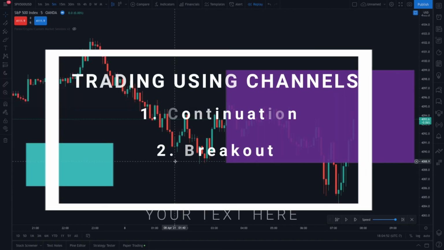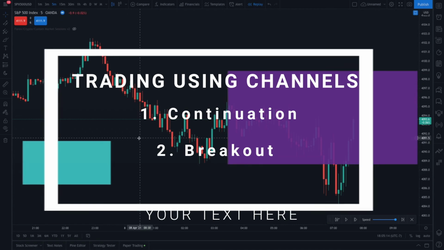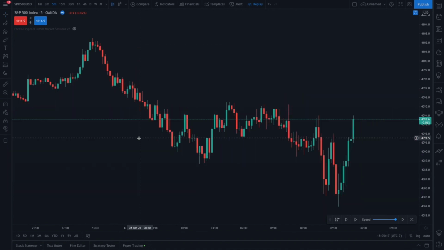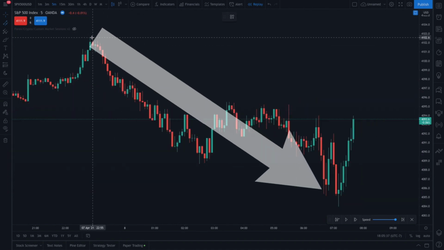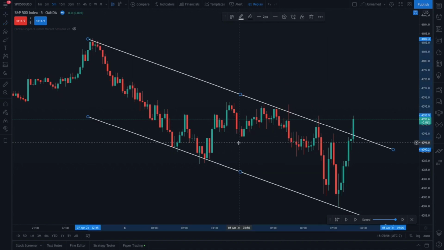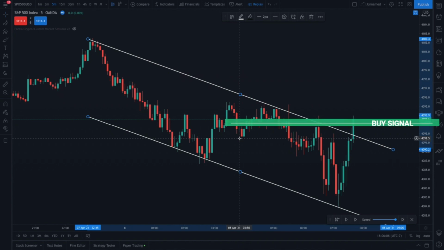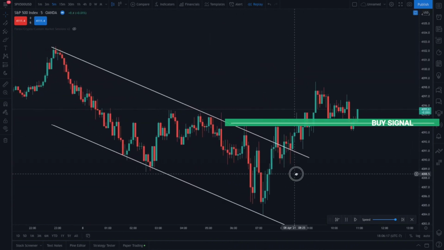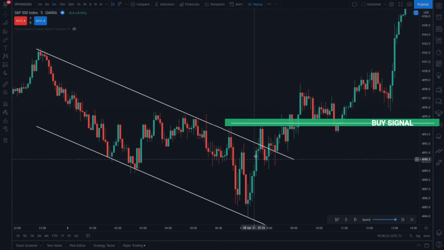The first way is trend continuation, and the second is channel breakouts. Next, I will give you an example of a channel breakout and how you can use it to take an entry. Here we are looking at a 5-minute chart, and right now we are in a downtrend. Once I draw my channel, we can see that we just broke out of the channel, and this candle is a confirmation, and we can take a long position. So let's check out what happens next. And boom, we rallied after a retest of our channel.